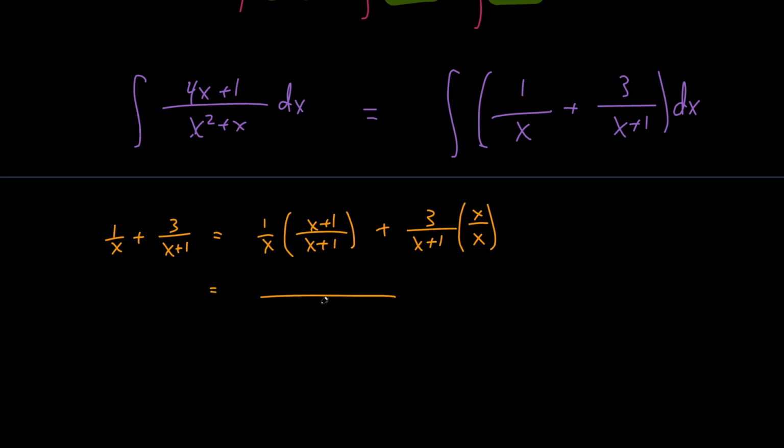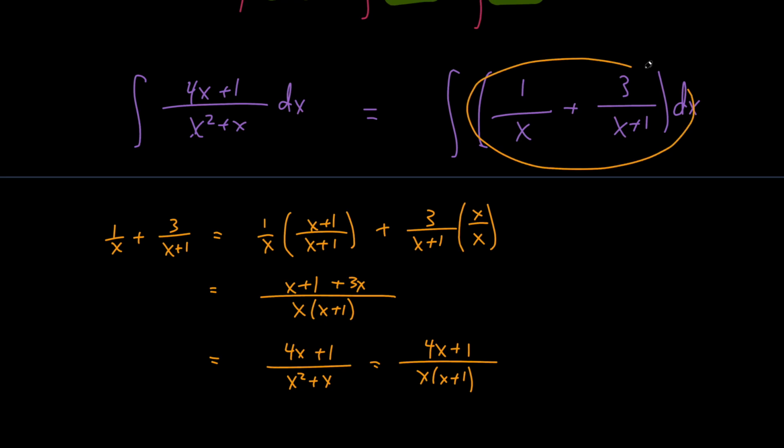Now, we make our common denominator x times x plus 1. The numerator of this first fraction is x plus 1 times 1, which is just x plus 1. And then over here, 3 times x just gives me 3x. So all in all, x plus 1 and 3x give me 4x plus 1 over, if you were to multiply this out, x squared plus x, or we can leave it in its factored form. And there you have it, right? We just proved that this term is equivalent to this term, and therefore the integral of this is equivalent to the integral of this.